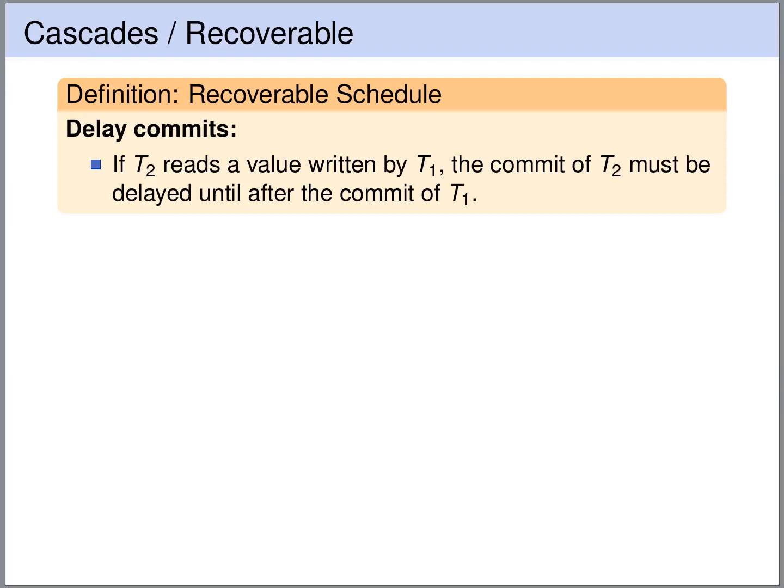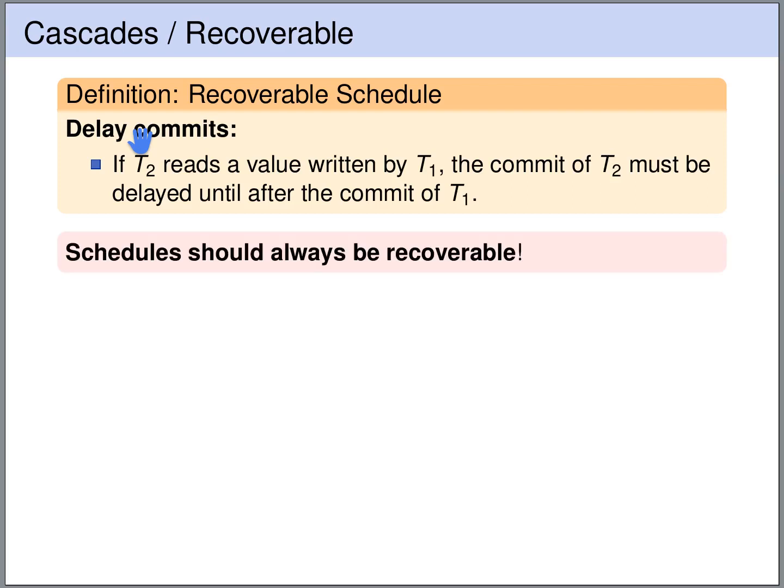A schedule is said to be recoverable if the following condition holds. If a transaction T2 reads a value written by transaction T1, then the commit of T2 must be delayed until after the commit of T1. If T1 is not yet committed, then this read of T2 is a dirty read. So we must not allow T2 to commit before we know what happens with T1. We first must know whether T1 commits or is aborted before we allow T2 to commit. Because if T1 is aborted, then also T2 needs to be aborted. So every schedule should be recoverable.